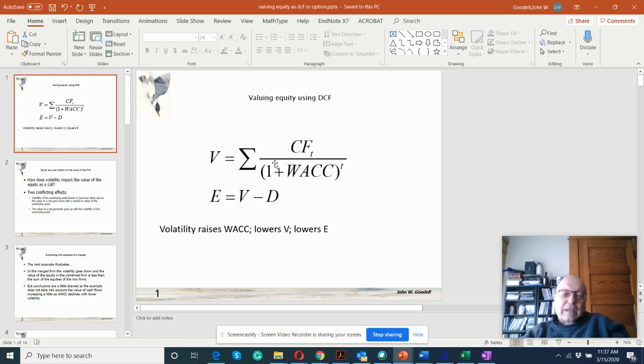But in any case, when you look at discounted cash flow valuation, volatility raises the WACC, and that lowers V, right? If you discount by a higher rate, you're lowering V, and that would lower E, right? Lower V minus D is lower E. Volatility is kind of an important difference point between the two ways of valuing equity. Volatility hurts wealth when you look at it as discounted cash flow, but potentially increases shareholder wealth when you think of equity as a call option.